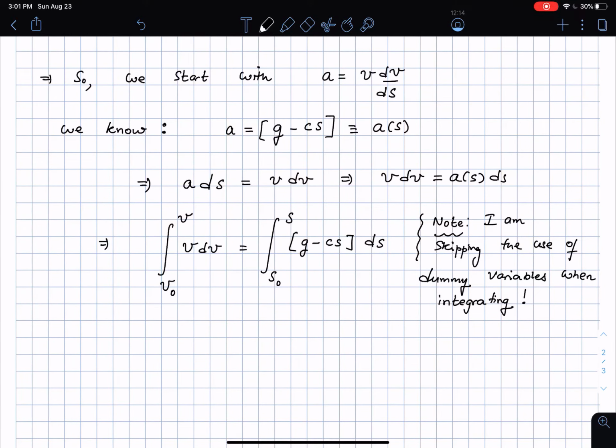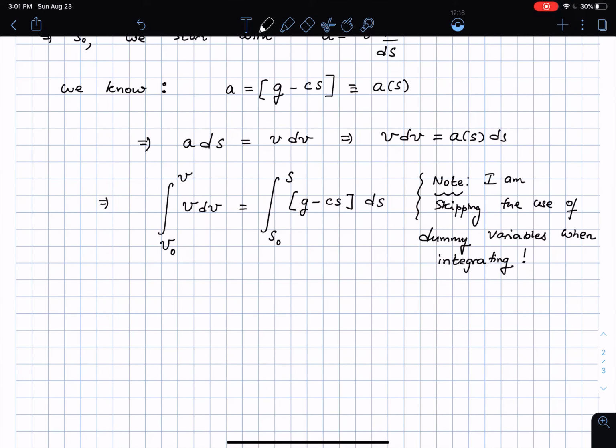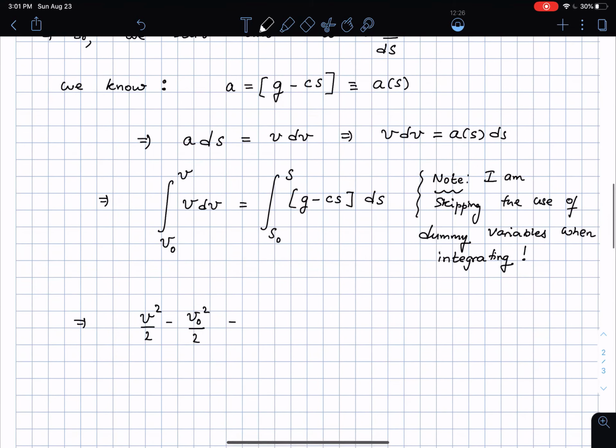So what do I get from the integral? This is going to be v squared by 2 minus v naught squared by 2 after the limits of integration have been substituted. Before I do the substitution, the right side is g times s minus c times s squared by 2, and the limits of integration are s naught to s.